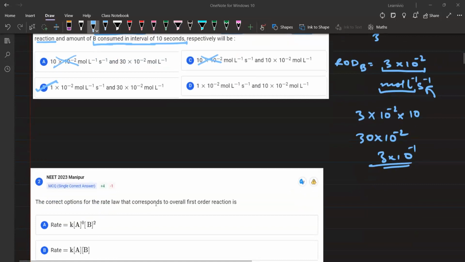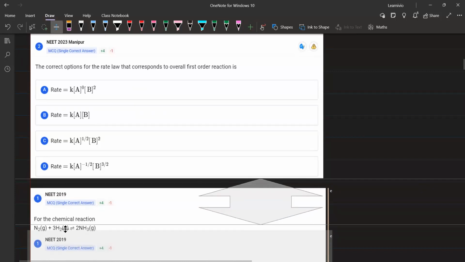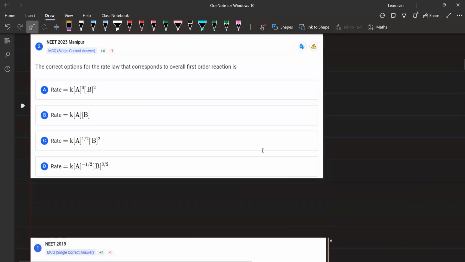चलिए, moving on. Try this. Which are the correct options for the rate law that corresponds to overall first order reaction? So you have been given the rate law expression. You have been given the orders of the respective reactants, both the reactants, and you have to just find out the overall order, है ना? So you just need to add the powers of the reactant concentration.